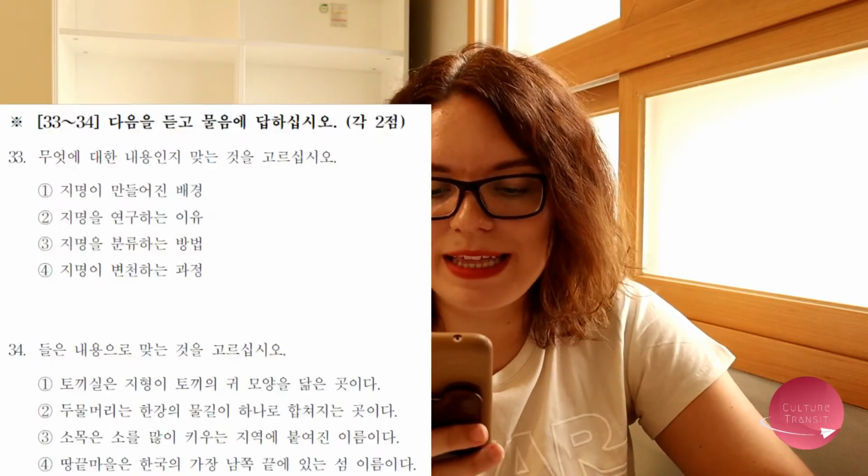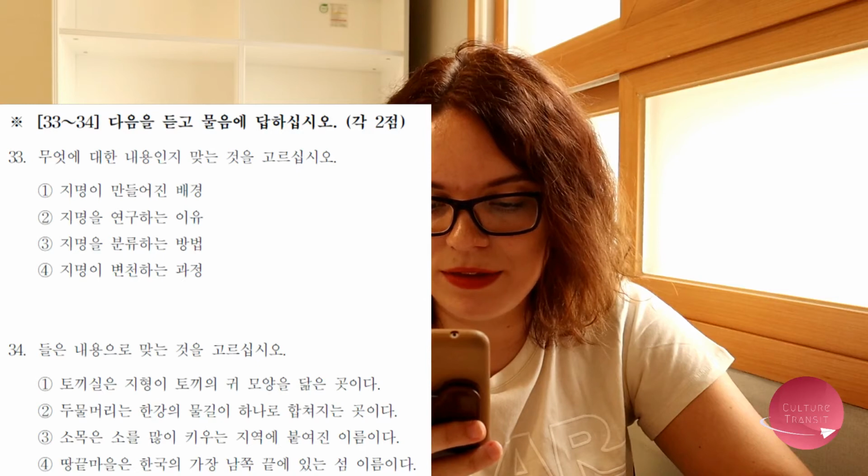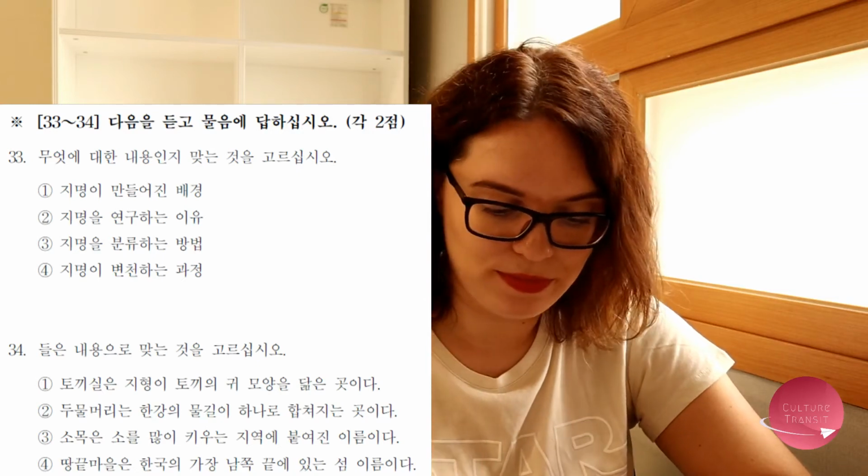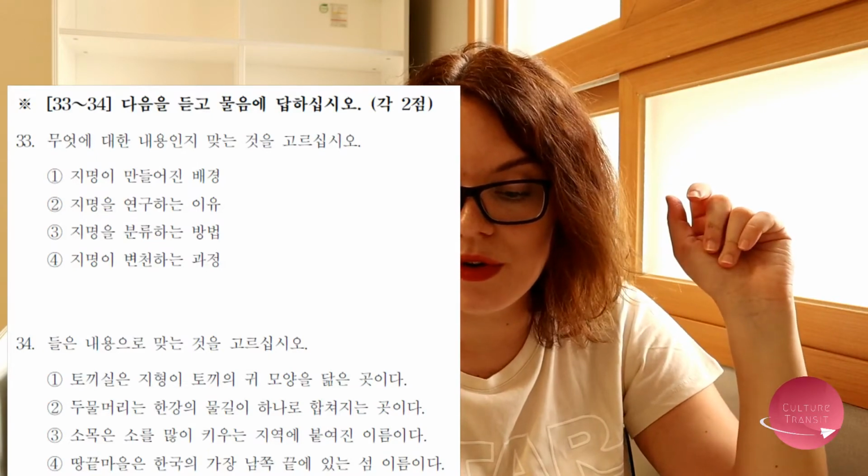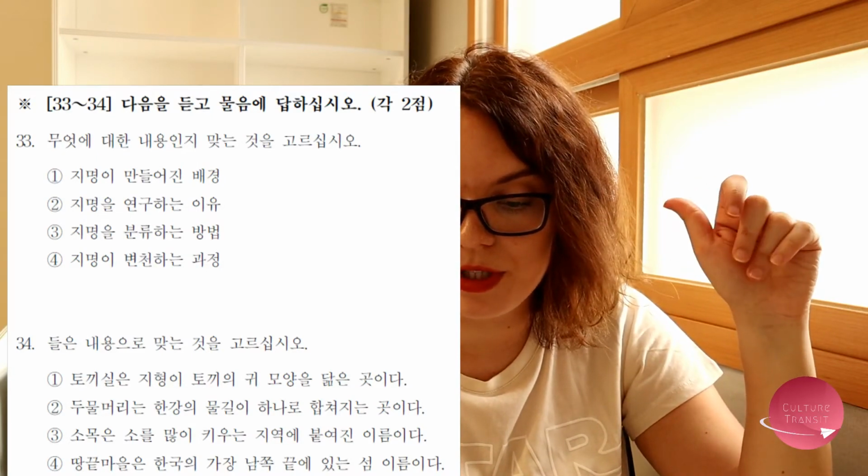The next one, which is a new type of question, is question 33 in the test. 무엇에 대한 내용인지 맞는 것을 고르십시오. And this can be a bit confusing because, as you can see, the next question, the 34th question, is already saying 들은 내용으로 맞는 것을 고르십시오. So what's the difference between the 무엇에 대한 내용인지 and the 들은 내용으로? After you understand, it's very easy.